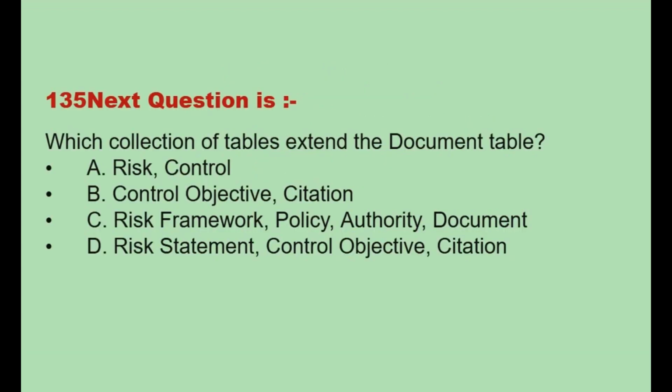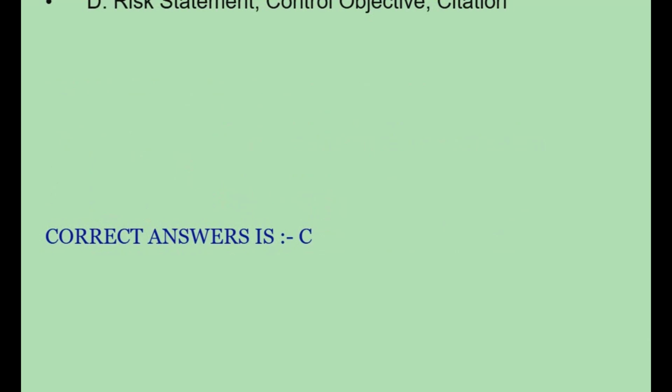Question is, which collection of tables extend the document table? Option A, risk control. Option B, control objective citation. Option C, risk framework policy authority document. Option D, risk statement control objective citation. Correct answer is option C.